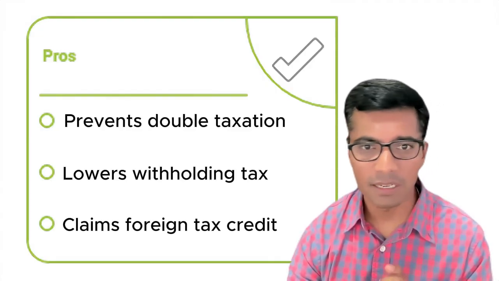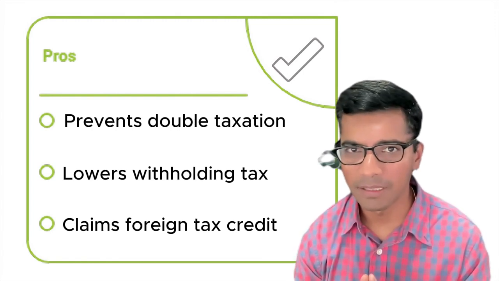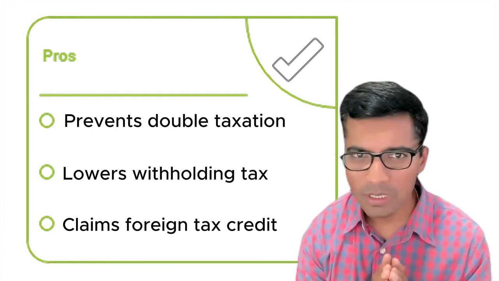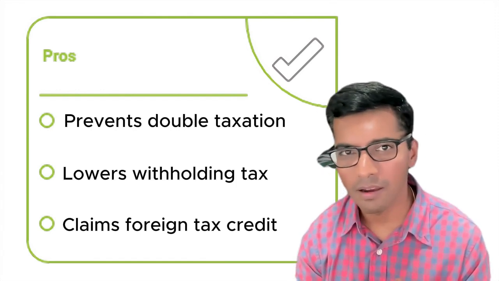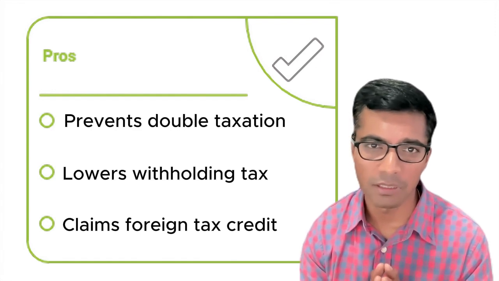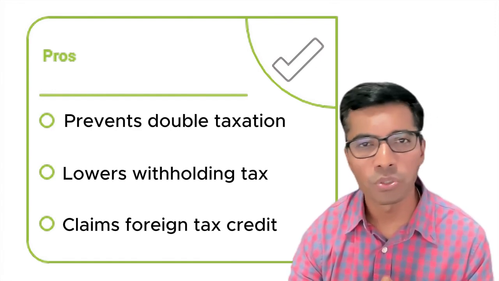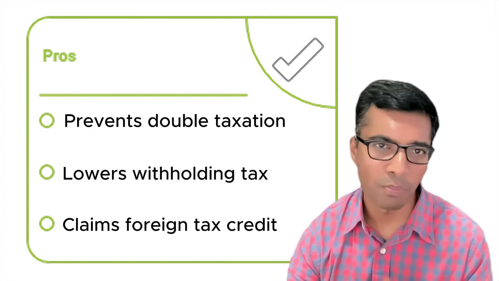The India-Canada tax treaty is super useful, but most people don't use it to their benefit. Here is how it would help. First, it prevents double taxation on pensions, rental income, and capital gains. Second, it lowers the tax withholding, especially on RRSP and RRIF withdrawals. It can drop from 25% to 15%. And finally, it allows you to claim a foreign tax credit in India for the Canadian tax you paid.